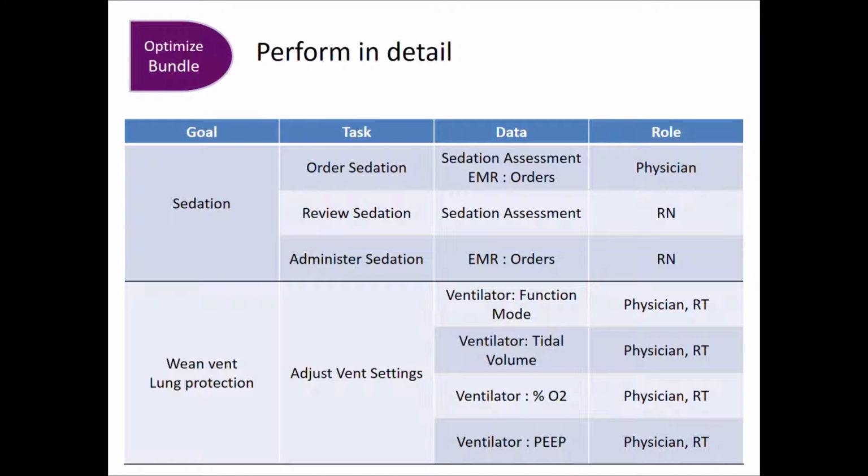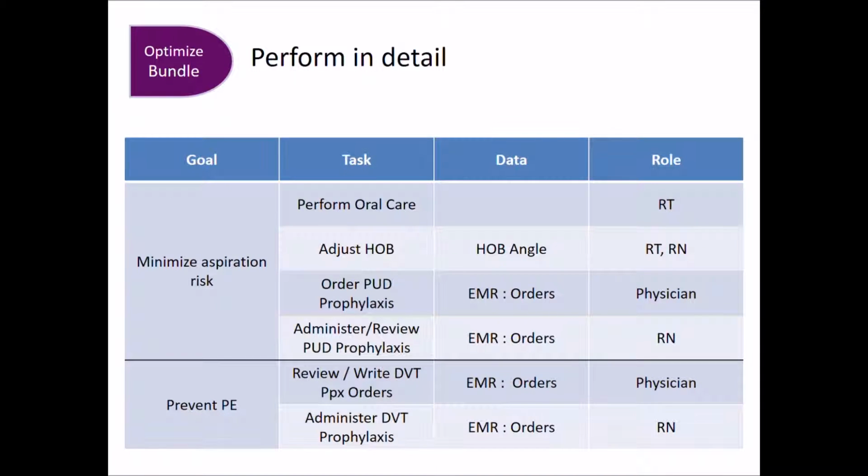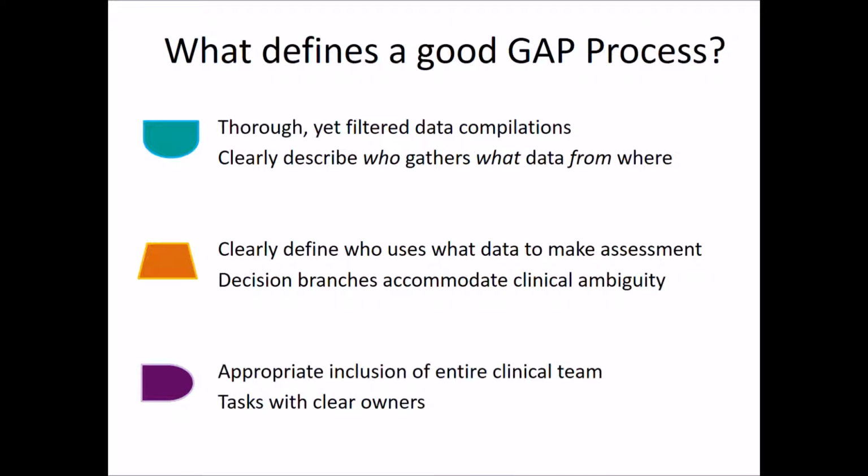tasks. And this was actually a pretty detailed step, so they had 2 pages of goals, subtasks, data, and roles to specify who performed what, what data they would need, and what goal those tasks were addressing. By doing this, they were able to very specifically delineate roles and responsibilities for this very important perform step for preventing ventilator-associated pneumonias.